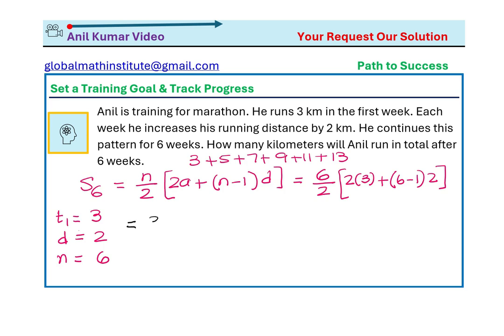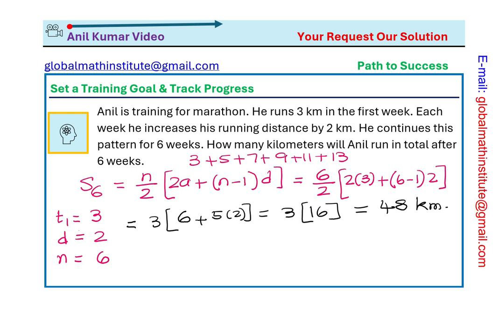6 by 2 is 3. Twice 3 is 6, plus 5 times 2, which is 10. So 3 times 16, and that gives you 48 kilometers. So in all, in 6 weeks, Anil will run 48 kilometers. So that is the solution using the formula itself.